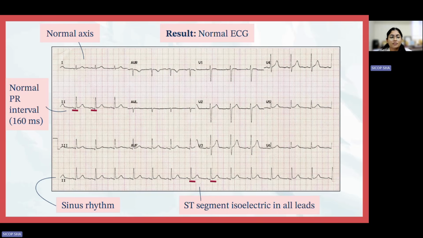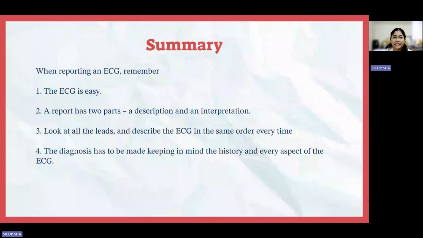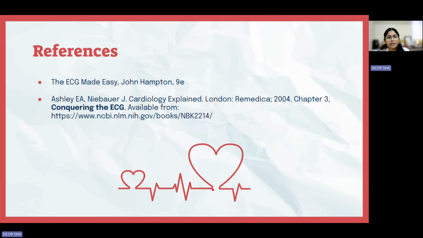Learning the abnormalities of ECG is a little more complex to understand. So that is a bit beyond the scope of this seminar or this lecture. So to understand your ECG is easy. There's a description, and then there is the interpretation. You have to look at the patient to interpret an ECG. Look at all the leads and describe the ECG in the same order. The diagnosis also has to be made in consideration with the patient. So you can refer to ECG Made Easy by John Hampton and other references as well.